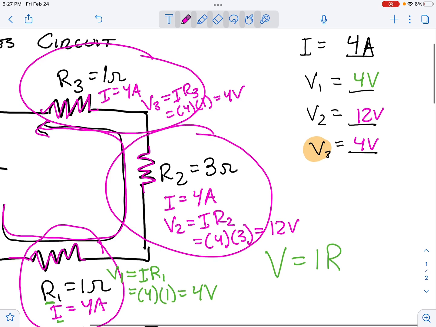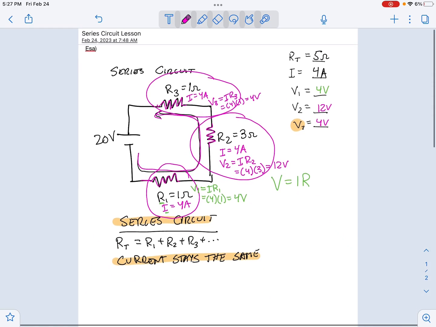So now if we look at our voltage, here, or V1, V2, and V3, if we add them up, 4 plus 12 plus 4 equals 20 volts, which is the same as the battery over here. So you can see that the 3 resistors are splitting up the voltage, and the bigger resistors eat up more of the voltage than the littler resistors. All right, I hope that helps.